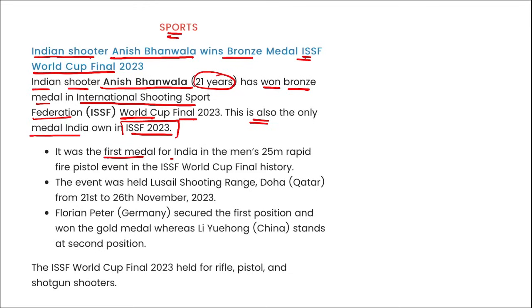It was the first medal for India in the men's 25-meter rapid fire pistol event in this World Cup final history, and this event was held in Doha, Qatar from 21st to 26th of November. Right? And Florian Peter of Germany secured the first position, where Indian shooter Anish Bhanwala won the bronze medal.